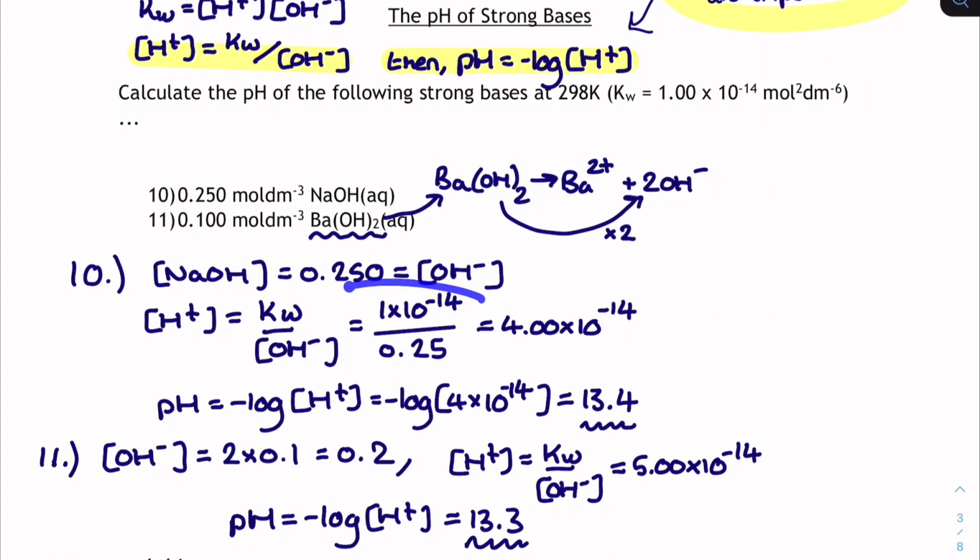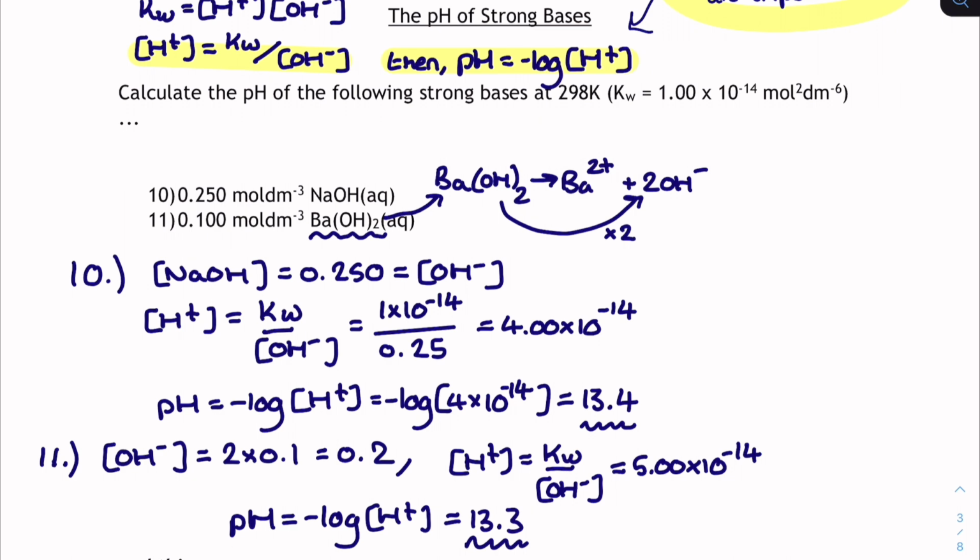That's going to be the Kw for the temperature I'm currently working at, which is 298 Kelvin, divided by the 0.25, and it gives me an H+ ion concentration for sodium hydroxide, my strong base, equal to 4 times 10 to the power of minus 14. I then do minus log of that value, and I get a pH of my strong base equal to 13.4.